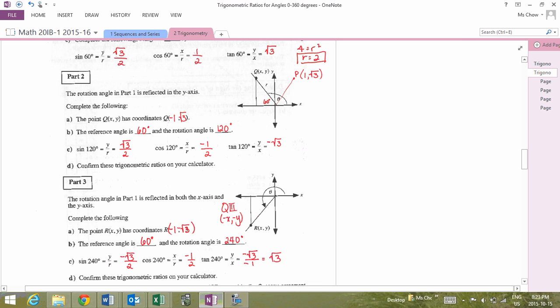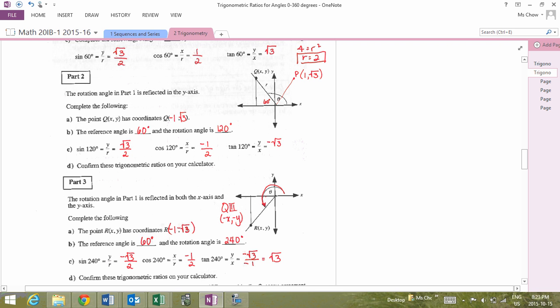So taking a look, we've now got point R, which has coordinates (-1, -√3) because it's been reflected from part 1 in both the x and the y-axis. And so why is it -1 and -√3? Remember, we're now into quadrant 3. Quadrant 3 has -x as well as -y values. The reference angle is still 60 degrees, and thus the rotation angle, so right here what they're showing is theta, is going to be 240 degrees.